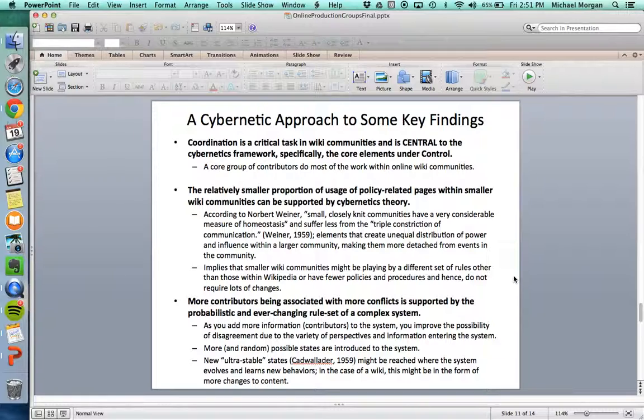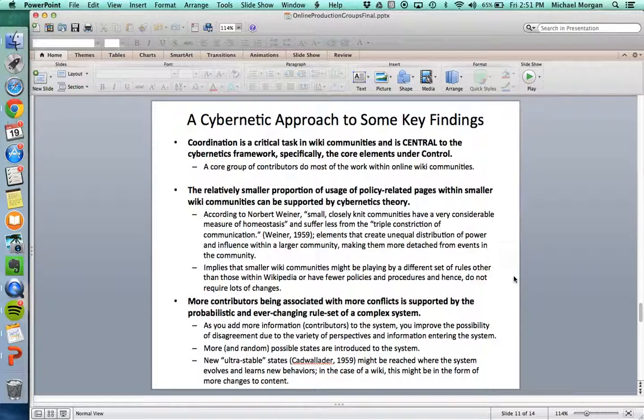So the larger communities, according to Wiener, have a kind of detachment from events within the communities themselves because of the unequal distribution of power and influence, which happens in these larger communities. That's what he's talking about when he's talking about the triple constriction of communication in these larger communities. In the case of these smaller wiki communities, they're self-governing and they're more stable in that respect.